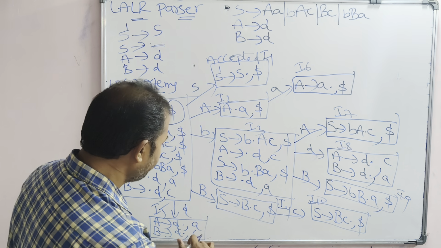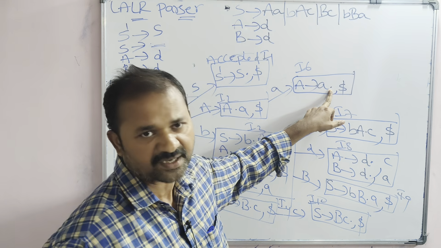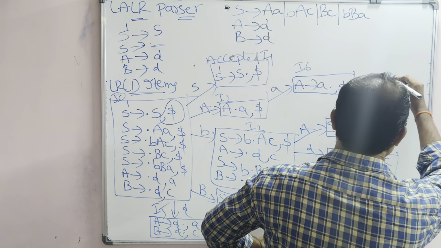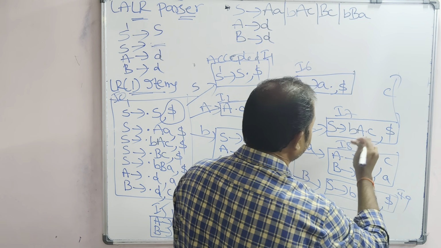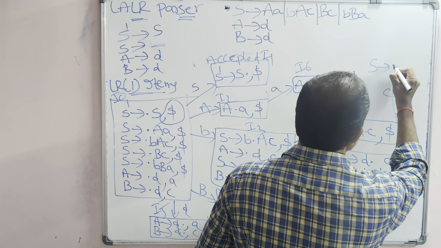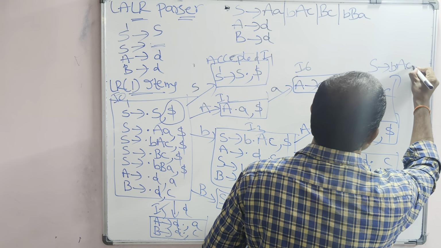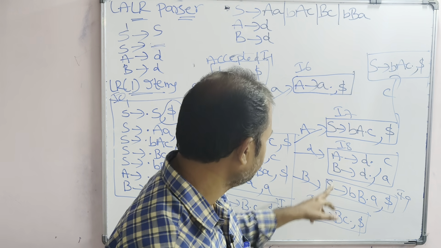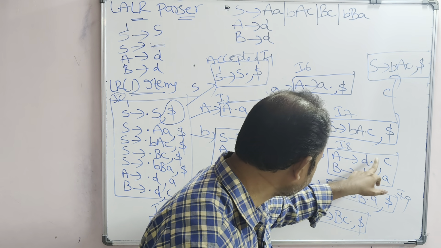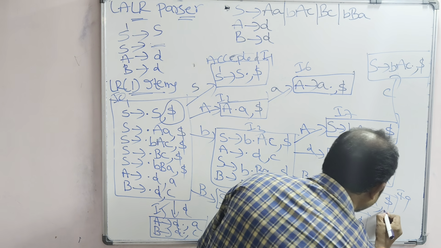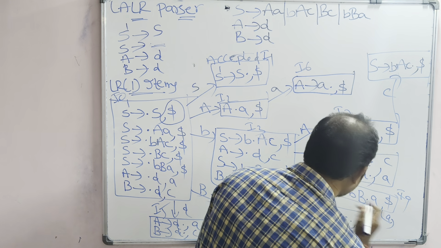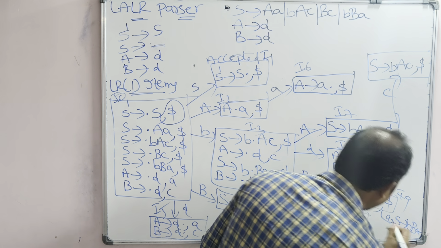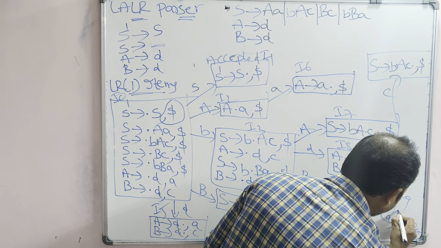So let it be the next one. A produces A dot, so this is a final item. Next, if you see here, apply C on this state, then the production will become S produces BAC dot dollar. Next, these are final items. Next, if we see here, apply A, then the production will become S produces BBA dot, dollar is the look ahead.